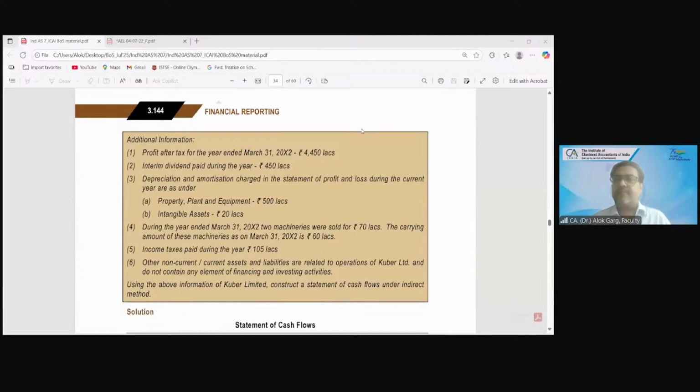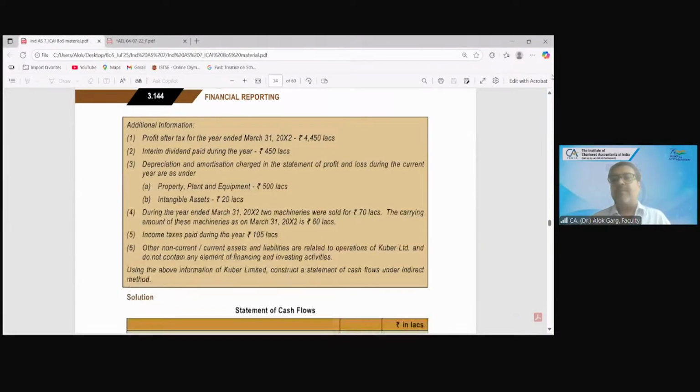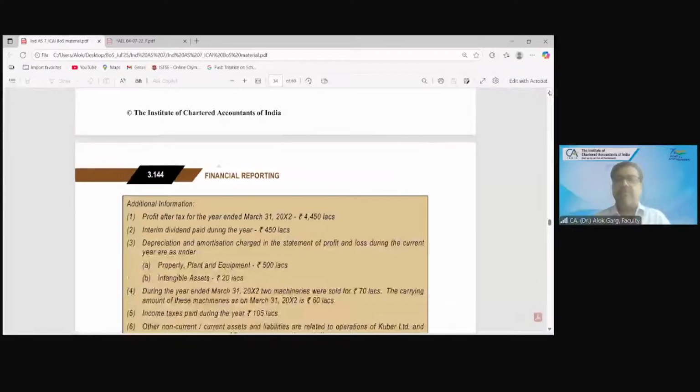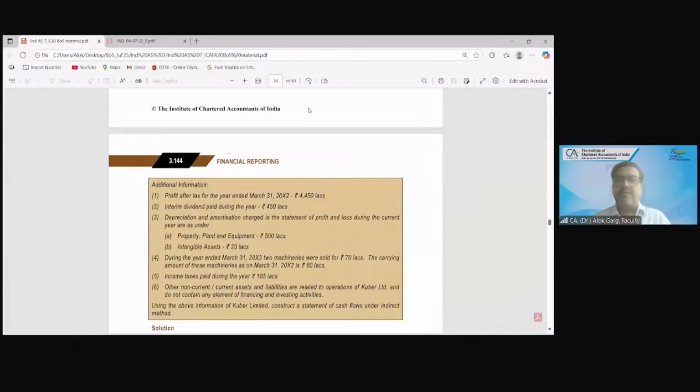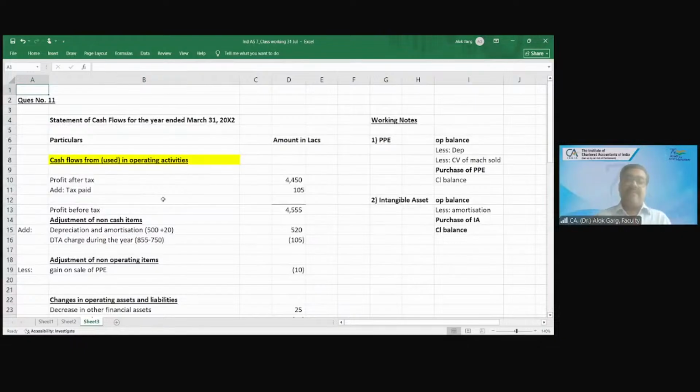Yes. So now we need to solve this. Now we need to prepare this cash flow statement. Shall I start preparing this cash flow statement? Shall I take you to the Excel file? Yes, please, sir. Friends, this is my statement of cash flow, the ICAI BOS study material.